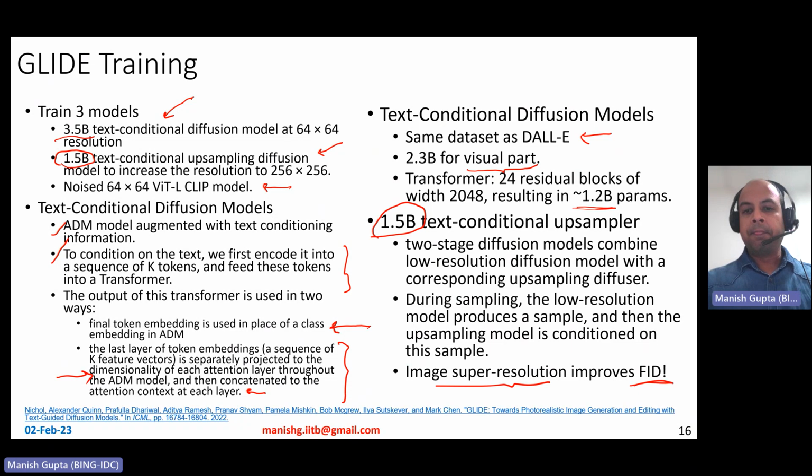overall image quality. And the idea behind doing this is the usual recipe of learning a diffusion model in two stages. One is a low resolution diffusion combined with an upsampling diffusion. During sampling, the generation part, the low resolution model just produces a sample, and the upsampling model conditions on this sample so as to generate a higher resolution, super resolution, as it is called, version.